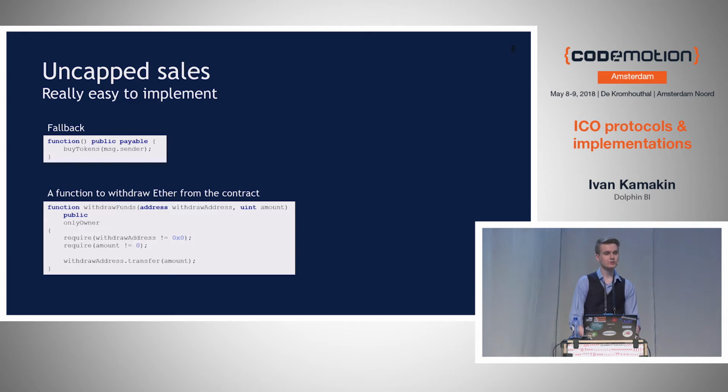There is a fallback function. It's the one that is called when some money is sent to the contract, but no function is specified. So it's implemented to ensure that nobody can send money to the contract, and this money will just be gone without calling any function. And finally, there is a function to withdraw ether from the contract, the ether which was collected. And that is pretty much all. It's that easy.